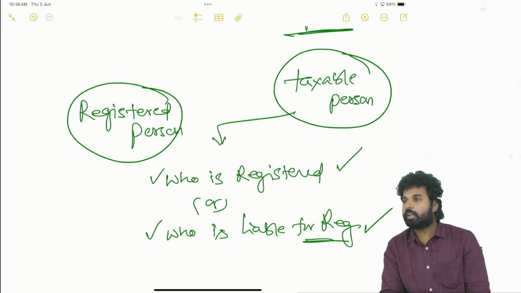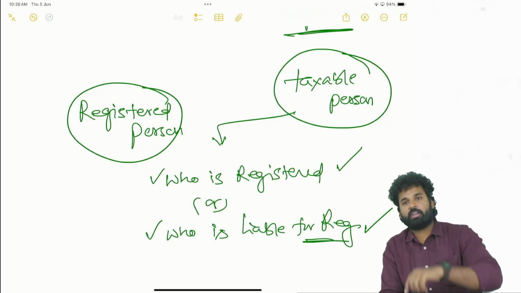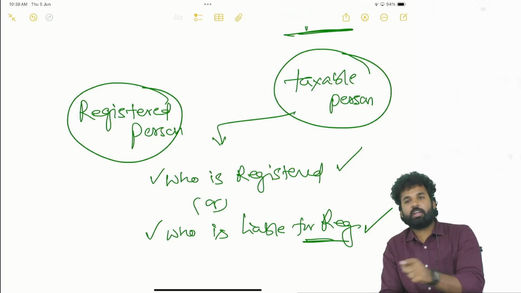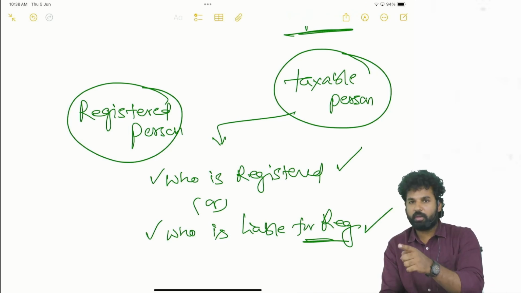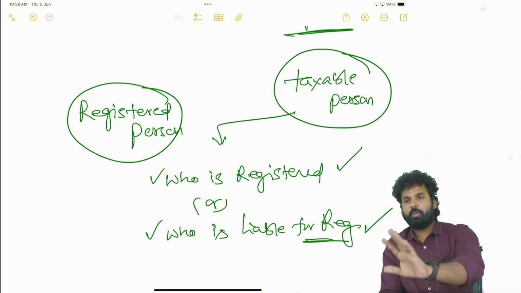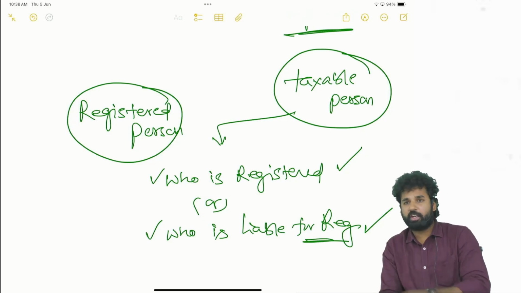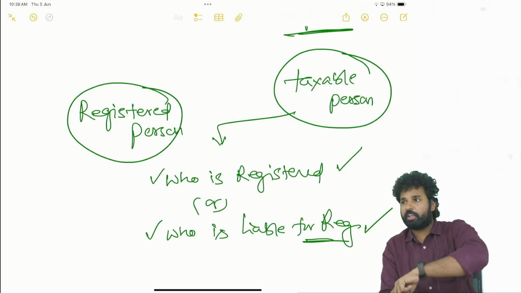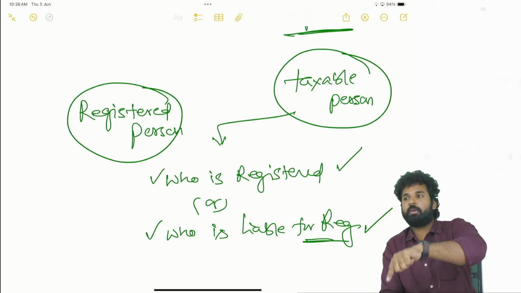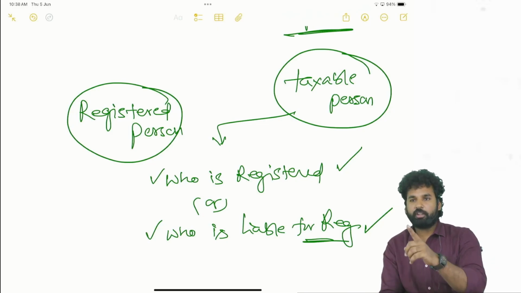So after being liable for registration, he may take registration, he may not take registration. He may take registration immediately, he may obey the law and take registration, or he may not take registration. In both the cases, whether he is taking registration or not, he will be called a taxable person. You are getting this point?